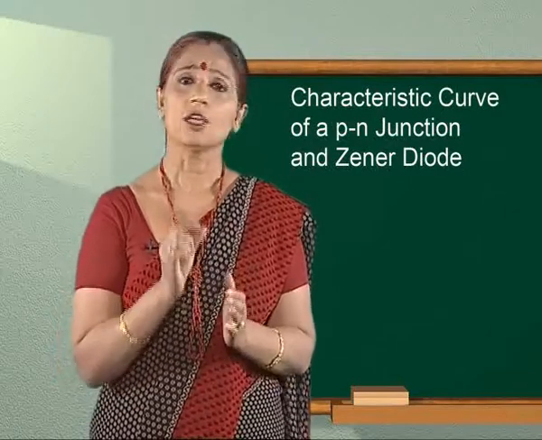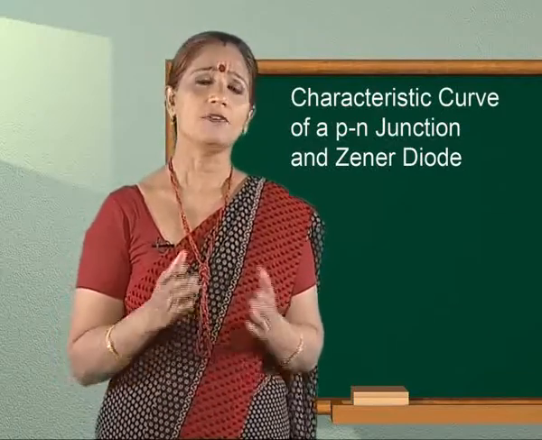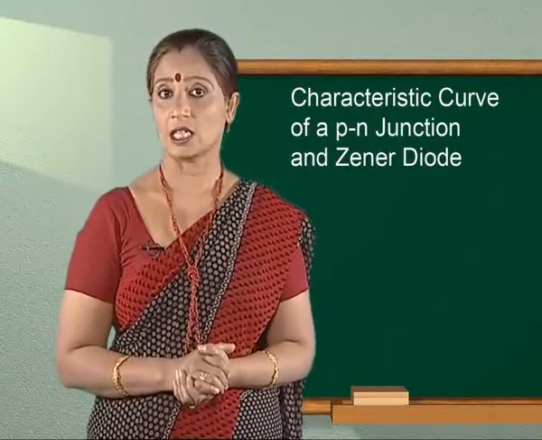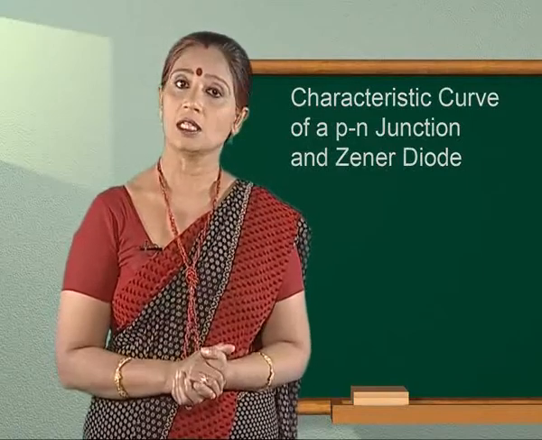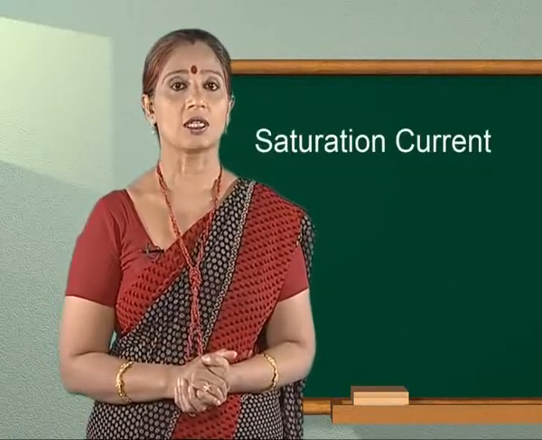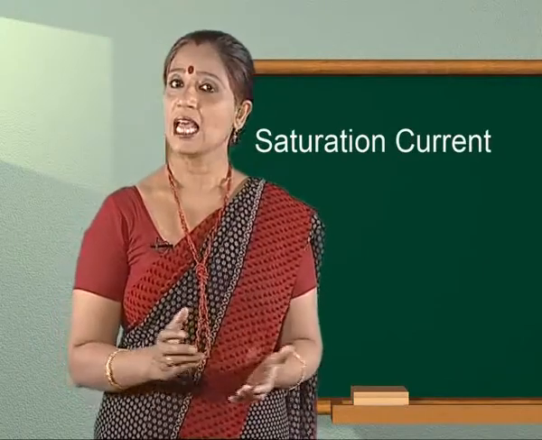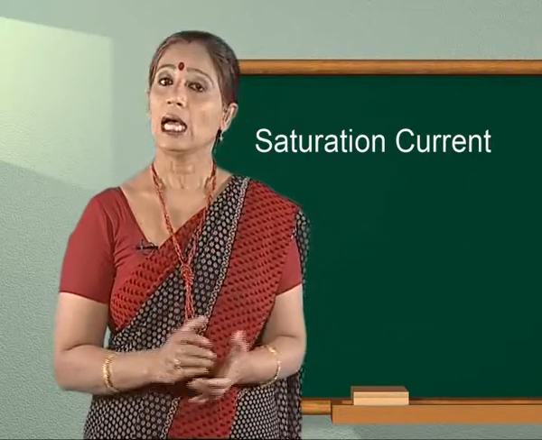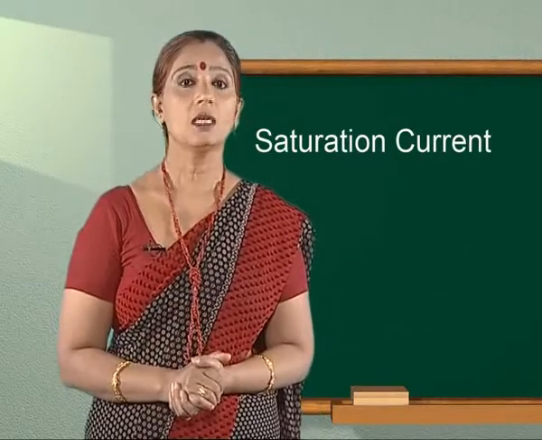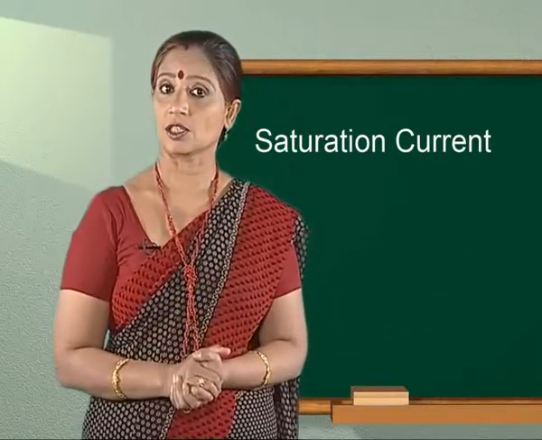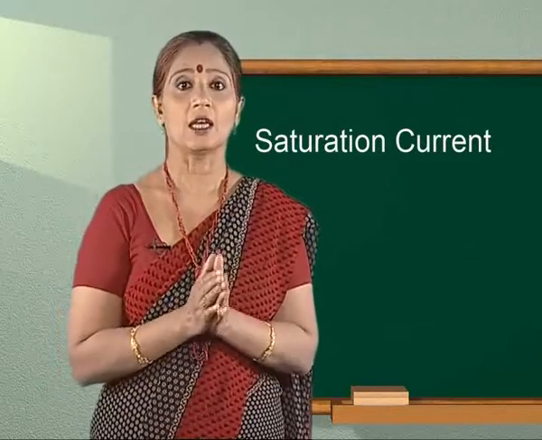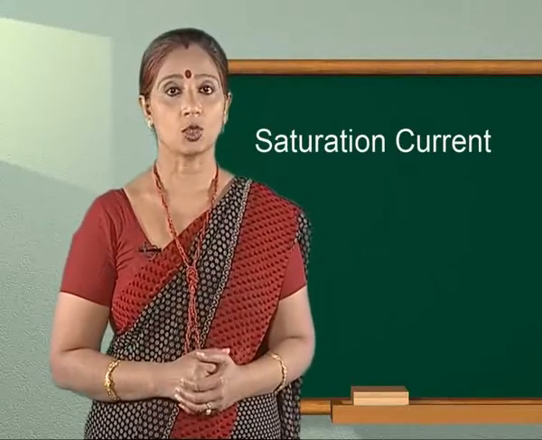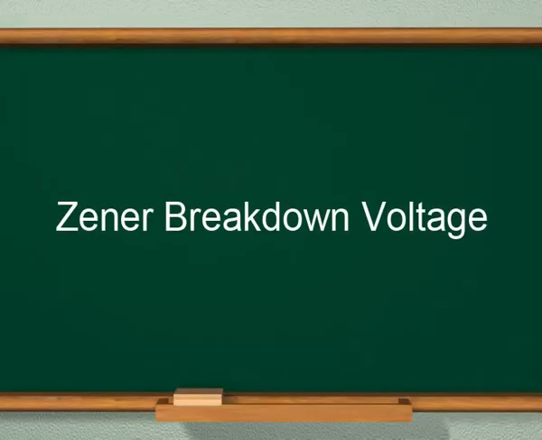Now, a very small current, that is of the order of microamperes, flows due to minority carriers. This current is called as saturation current because it is found to be independent of the reverse bias. At a certain reverse voltage, the current suddenly increases due to the breaking of the covalent bonds. This reverse voltage is called the Zener breakdown voltage.